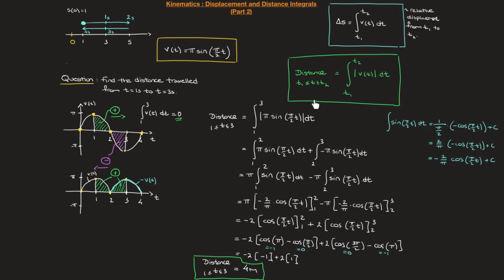So some good practice would be to try and use this formula and repeat the steps I just did here with lower limit 0 and upper limit 4. Either way though, that's it for this video on kinematics and how to calculate the distance traveled by integrating the absolute value of the velocity function. And there we go. That's it for this tutorial.